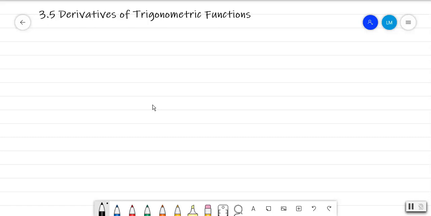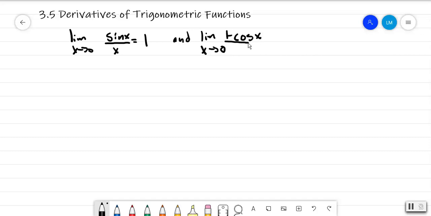Hello, and this is going to be about derivatives of trigonometric functions. So, one thing that we start with is by looking at the limit as x approaches 0 of sine of x divided by x. Now, we showed that this limit equals 1, and we also have that if we take the limit as x approaches 0 of 1 minus cosine of x divided by x, that equals 0.